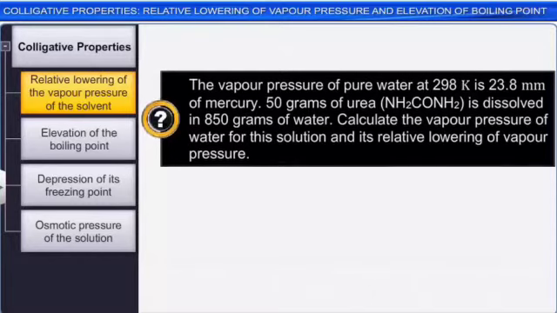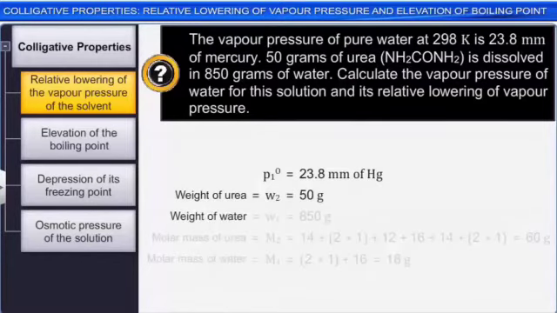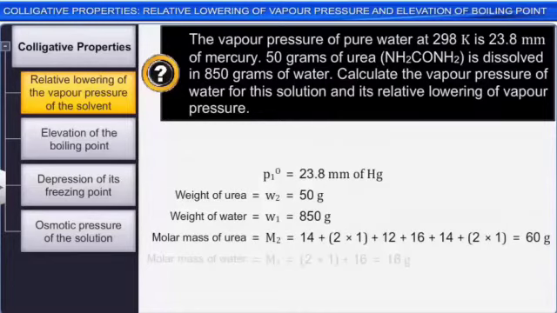The first step is to list the given variables. P1⁰ is equal to 23.8 mm. Weight of urea, W2, is equal to 50 grams. Weight of water, W1, equal to 850 grams. Molar mass of urea, M2, is equal to 60 grams. Molar mass of water is equal to 18 grams.